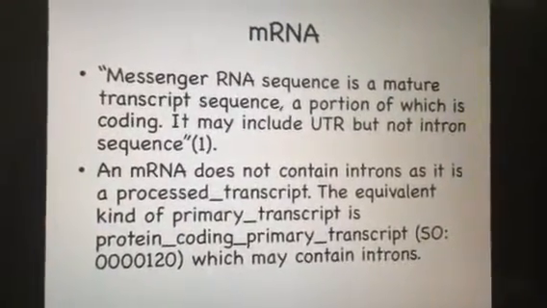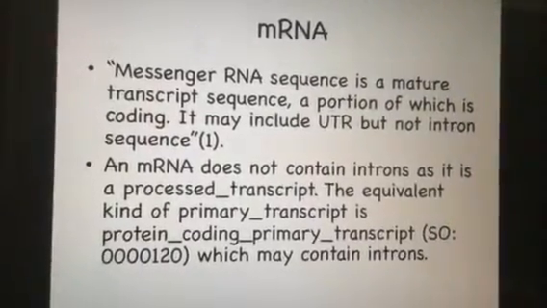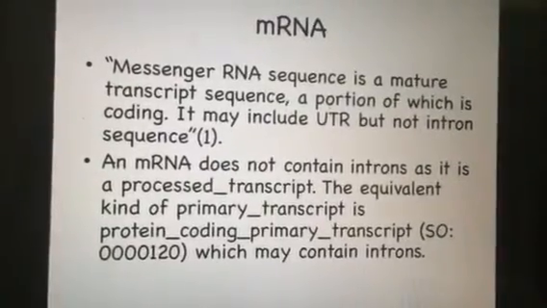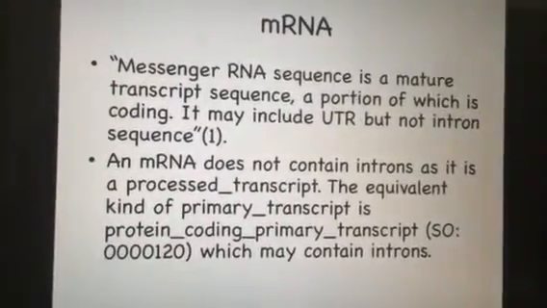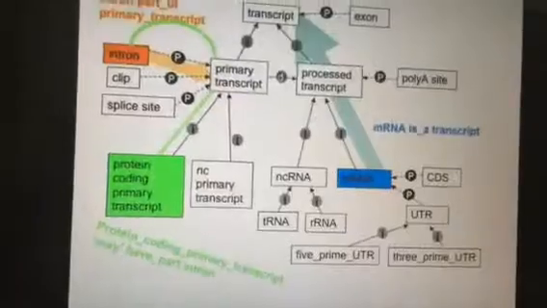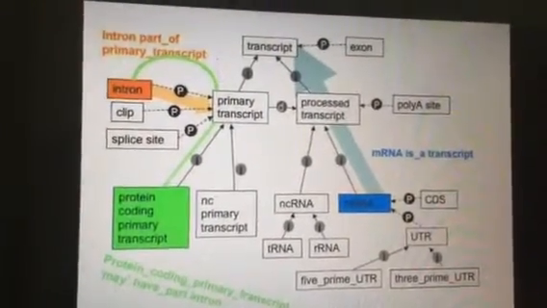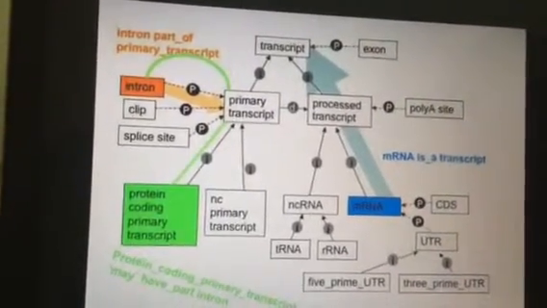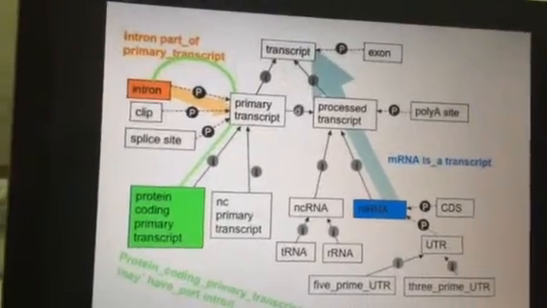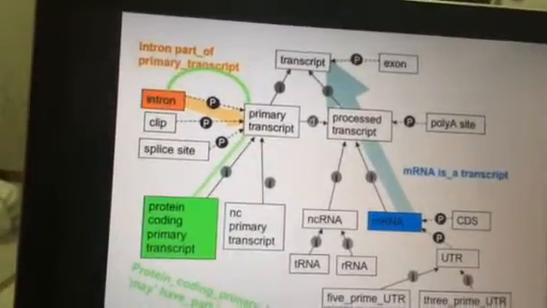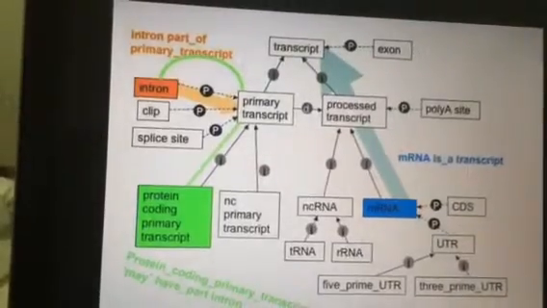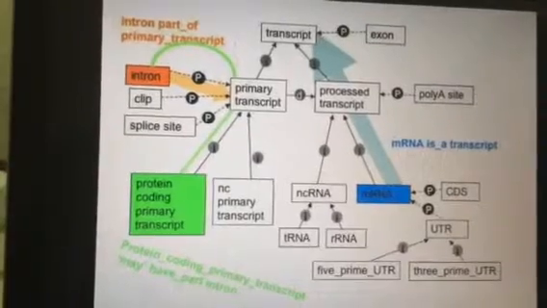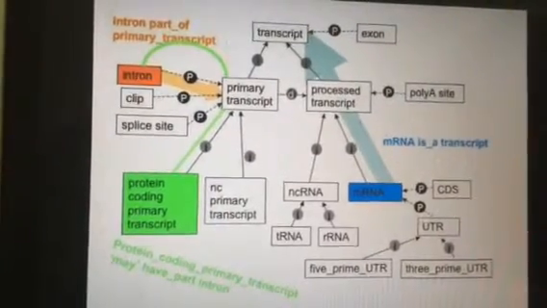Next sequence feature is mRNA, which is a messenger RNA sequence. It's a mature transcript sequence, a portion of which is coding. It may include the UTR, the untranslated region, but not intron sequence. As we can see in this diagram, mRNA follows a relationship with processed transcript, and processed transcript is a transcript. Intron is part of a primary transcript, and primary transcript derives from processed transcript. However, intron is not an mRNA. It is just part of the primary transcript.